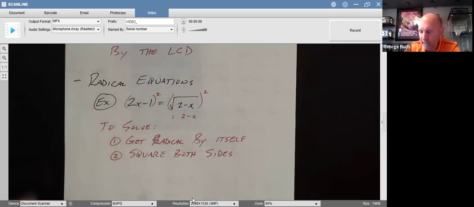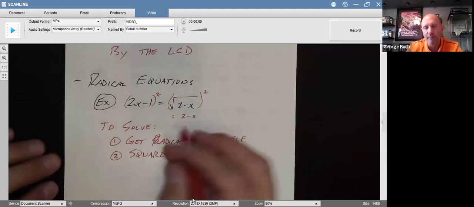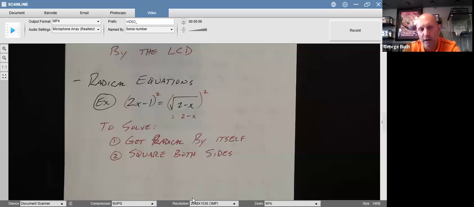So that's how we solve radical equations. Primarily the square root ones is what you guys will have to deal with. So you'll get the radical by itself and then square both sides. Now we're going to switch to my big red pen here.